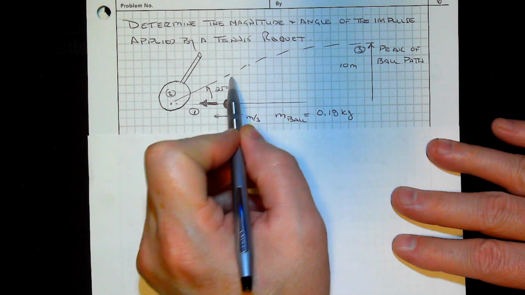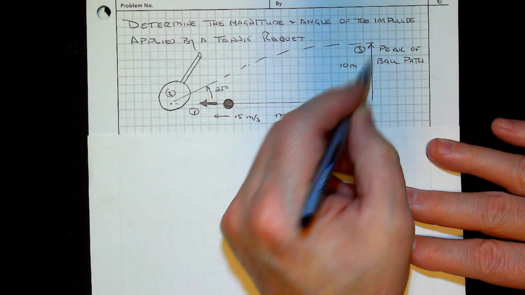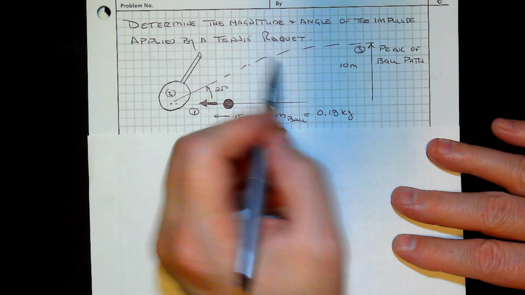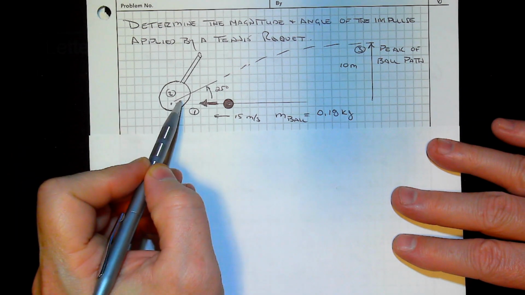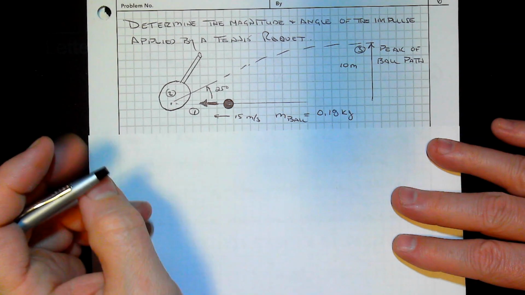And then as it's flying along, it levels out. So here's the peak of the path, and it's 10 meters above where it was initially hit. Okay? So what the question says is determine the magnitude and angle of the impulse applied by the tennis racket.